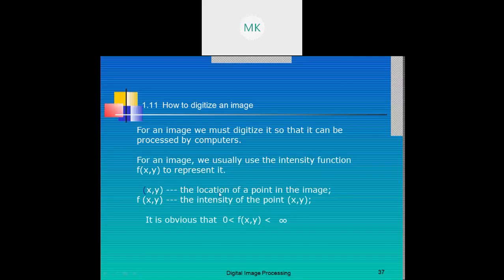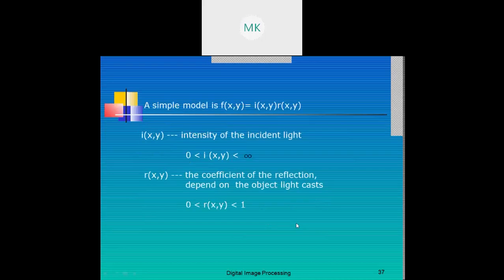So x comma y is the location of a point in the image, and f of x comma y is the intensity of the image at x comma y. So f of x comma y varies from 0 to infinity. Next, a simple model is considered: f of x comma y is equal to i of x comma y times r of x comma y. Here i of x comma y is the intensity of the incident light, varying from 0 to infinity, and r of x comma y is the coefficient of reflection, which depends on the object the light casts on. So r of x comma y varies from 0 to 1; it should be between 0 and 1.